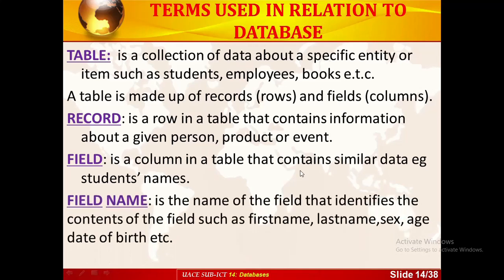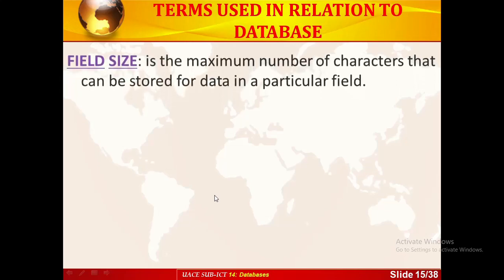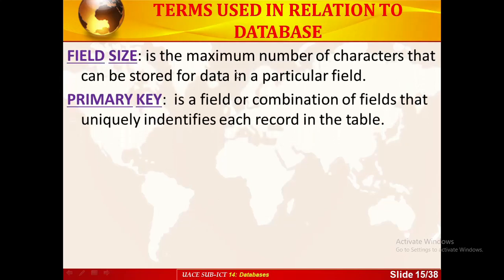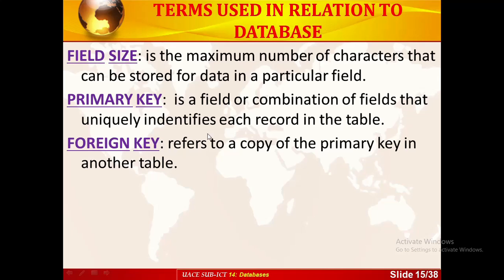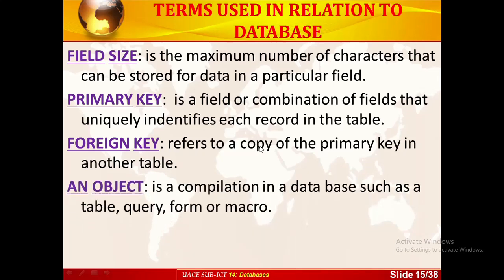So you can always kickstart a field or you can kickstart a record. A field name is the name of the field that identifies the content of the field. Field size is the maximum number of characters that can be stored for data in a field. You can always set the primary key, which uniquely identifies the record in each table. A foreign key refers to a copy of the primary key in another table. That is, if you have two tables.